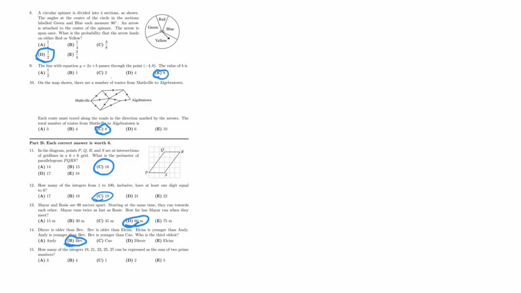Number 15. How many of the integers 19, 21, 23, 25, 27 can be expressed as the sum of two prime numbers? Now the numbers are 19, 21, 23, 25, 27. All these numbers are odd numbers.